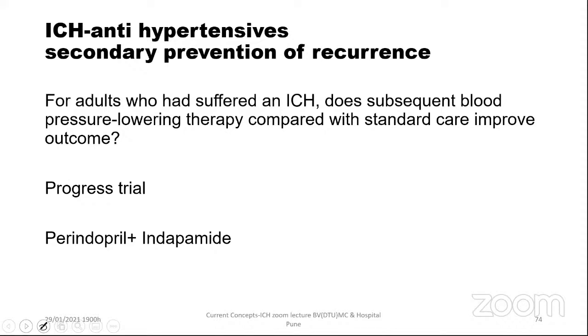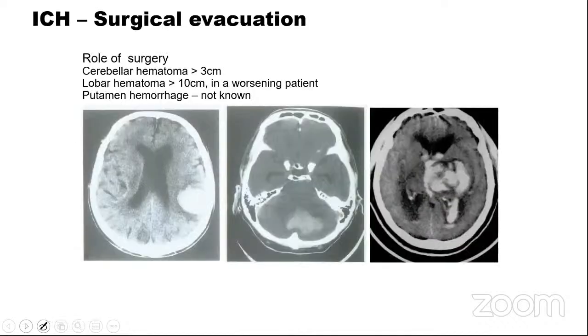Now the secondary prevention of recurrence. Once you have started treatment, the PROGRESS trial has shown that perindopril plus indapamide, what is marketed as Coversyl Plus, is recommended for adults who had suffered an ICH. Does subsequent blood pressure lowering therapy compared with standard care improve outcome? Yes. So we always now treat all these patients with perindopril with indapamide based on that.